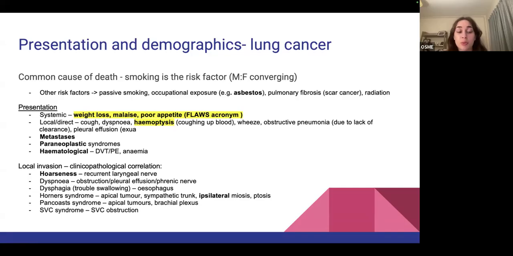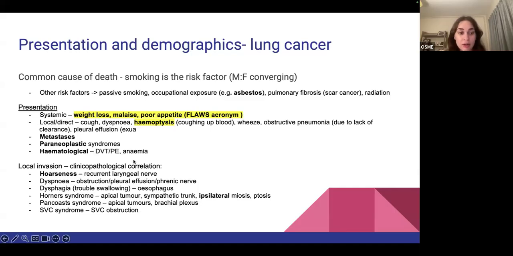They may present with a paraneoplastic syndrome. We'll be covering this later on, but they'll have endocrine changes where there's a rise in parathyroid hormone or ACTH. So they might present with something like Cushing's, but in reality, it's actually a lung cancer that's driving it. And you'll need to think about hematological things.